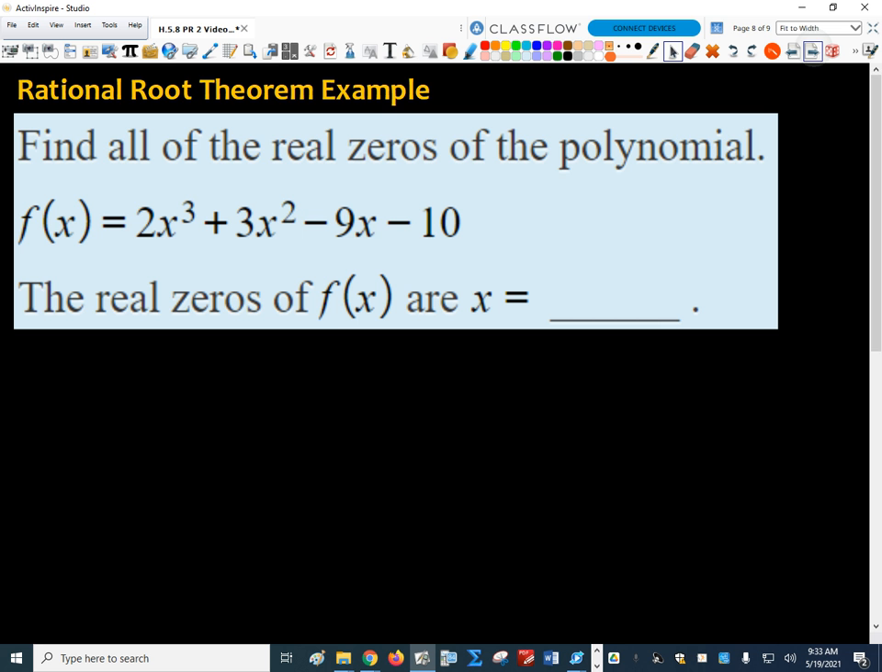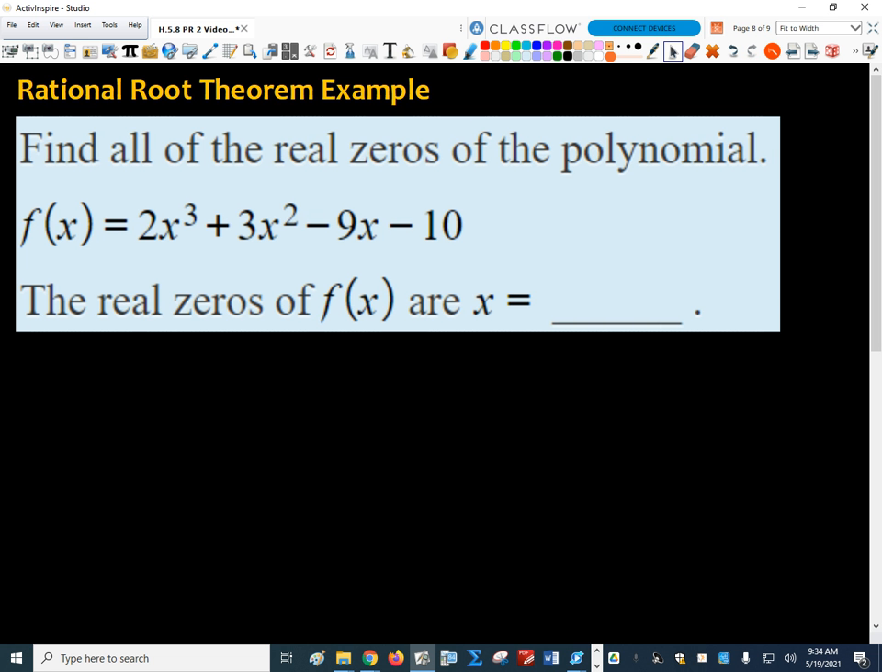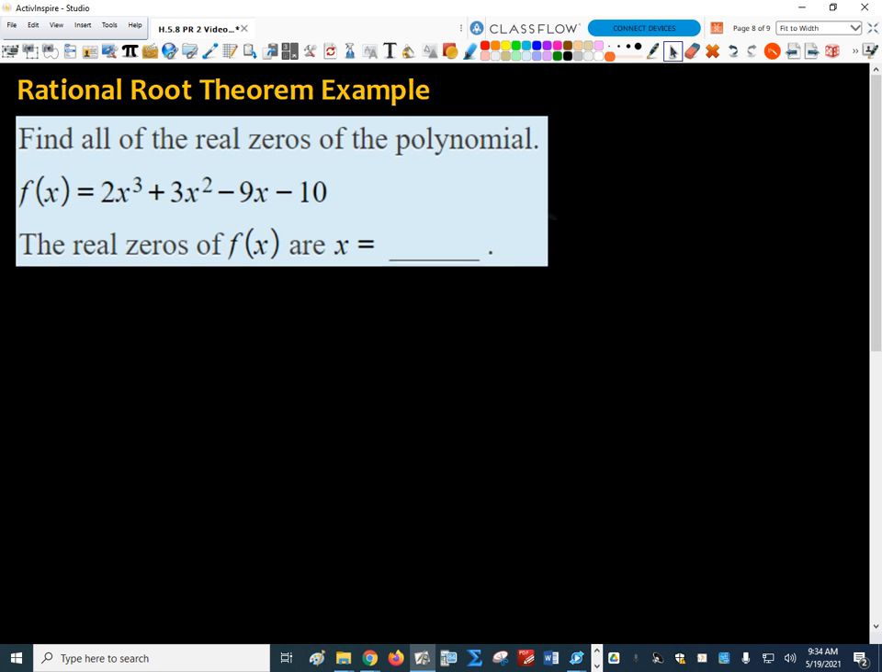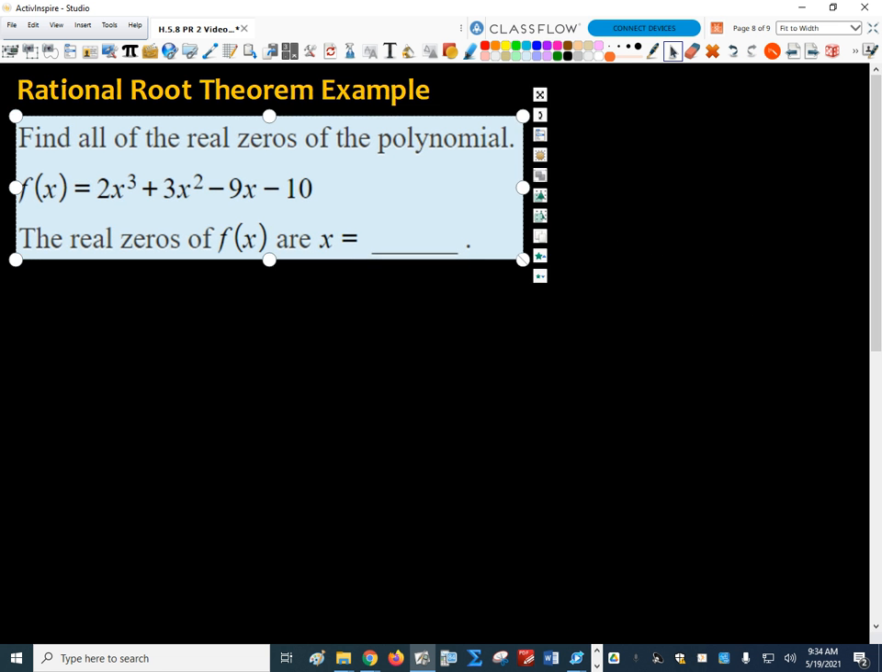All right, so let's use this thing. Let's actually do one of these guys, okay? So find all the real zeros of this polynomial. Man, I guess that's a little bigger than I thought it was going to be. Why don't I give myself a little more room? You guys can all see that okay, can't you? Okay. All right, so we only need to find one, and the others will be easy, right? So we need to find the possible candidates. So let's make our list of possible zeros.